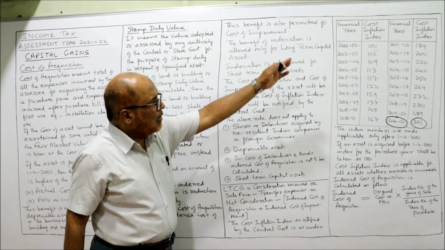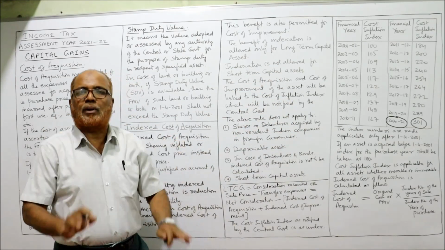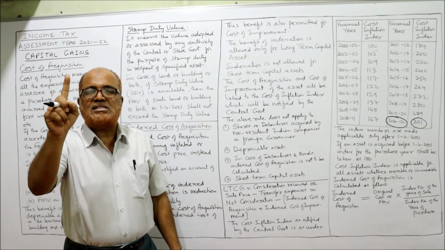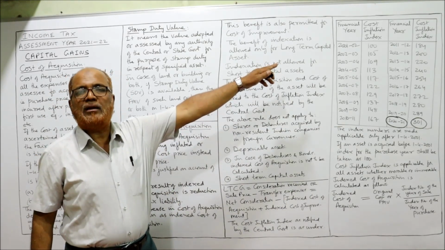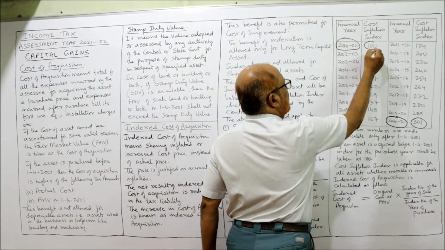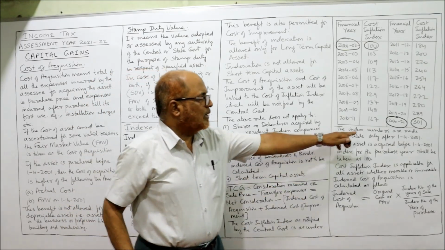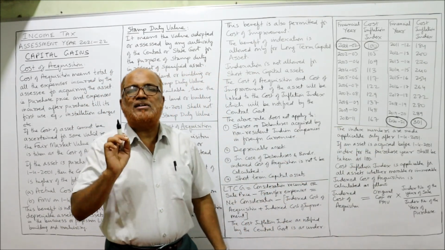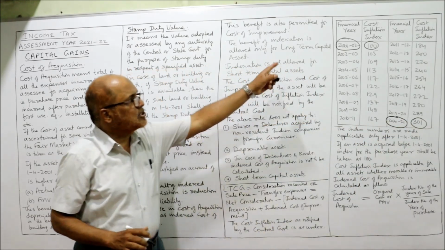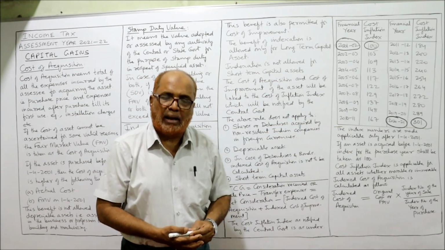You need not remember all the index numbers. They will be given in the problem. Only two index numbers you have to remember. The first is the beginning, 2001-2002, whose index number is 100. This you have to remember. And for the current previous year 2021, the index number is 301. These two numbers you remember. The remaining numbers will be given in the problem.